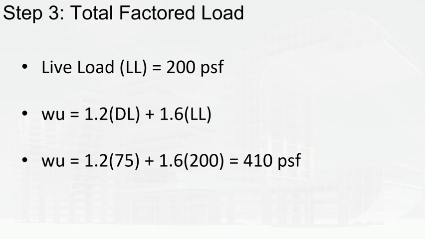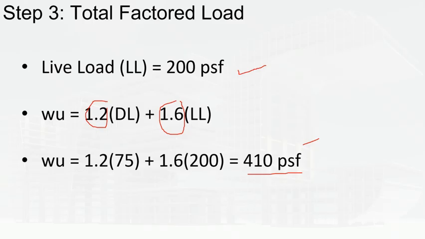Getting into step number 3, which is the total factored load. Now we need to apply the factors. Live load was given, which was 200 pounds per square foot. All you need to do is apply the load factors to your dead load and your live load. So the factor for the dead load is 1.2, you guys know that, and for the live load it is 1.6. Simply multiply and then add these numbers and you will get 410 pounds per square foot.